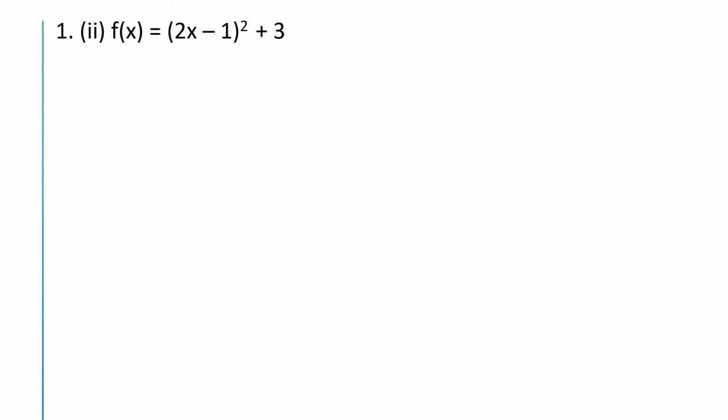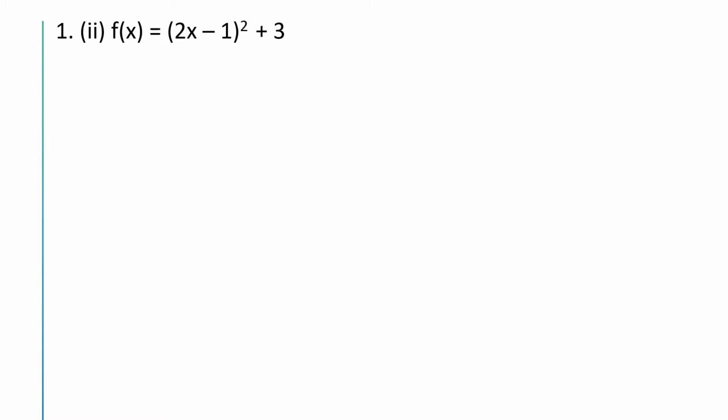Now the next question, f(x) is equal to (2x minus 1) the whole square plus 3. So here we can see f(x) is equal to this function. Here if we take (2x minus 1) the whole square, the minimum value of this is 0. Because when x is equal to 1 by 2, we have (2x minus 1) the whole square greater than or equal to 0. So (2x minus 1) the whole square plus 3 will be greater than or equal to 0 plus 3.